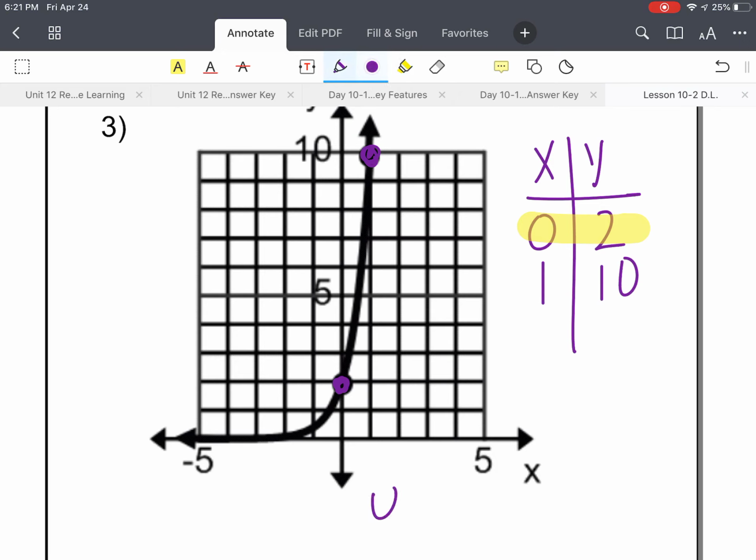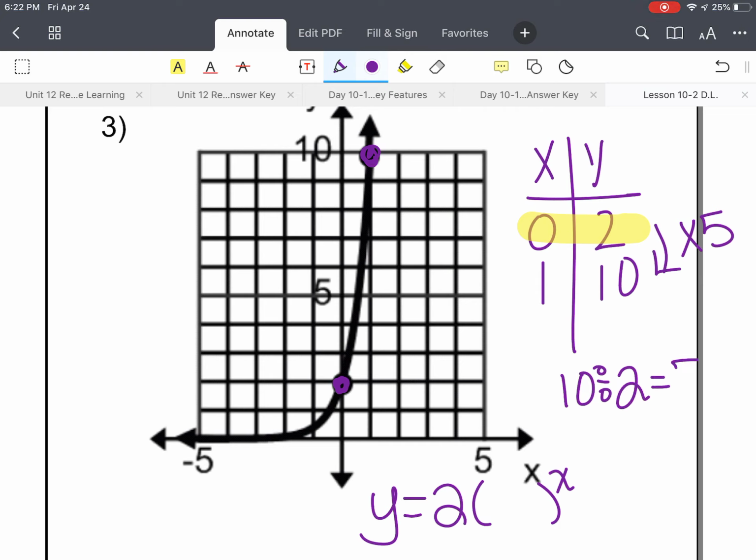So when I go to write it out, I know that I'm going to have 2, and then a parenthesis, and then the x. And that parenthesis is whatever my multiplying factor is. 2 times what gets me to 10? Well, that's 5. Again, if you're not sure, work backwards. Do in your calculator 10 divided by 2, and it gives you 5.